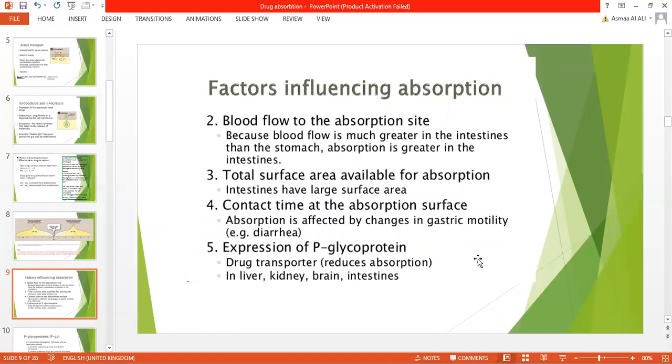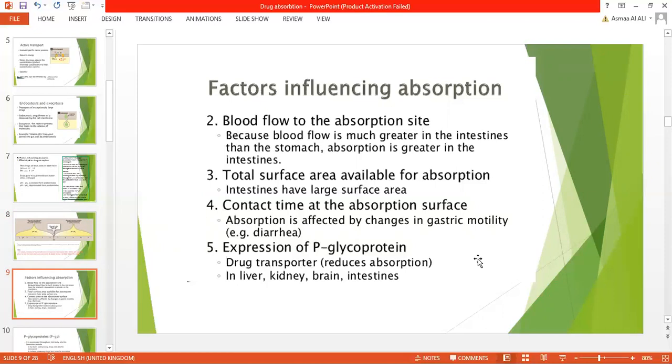Another factor is the total surface area available for absorption. For example, the intestine has a large surface area. Another is contact time at the absorption surface. For example, absorption is affected by changes in gastric motility, for example, in case of diarrhea.